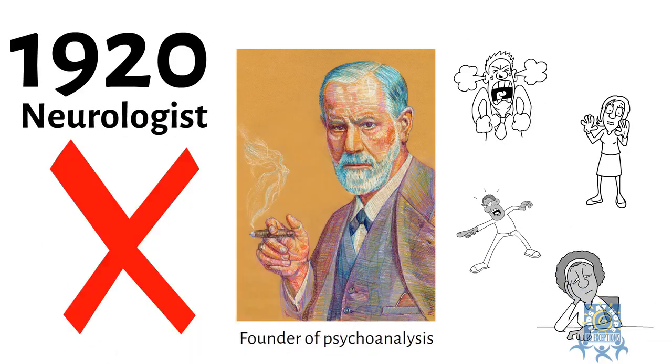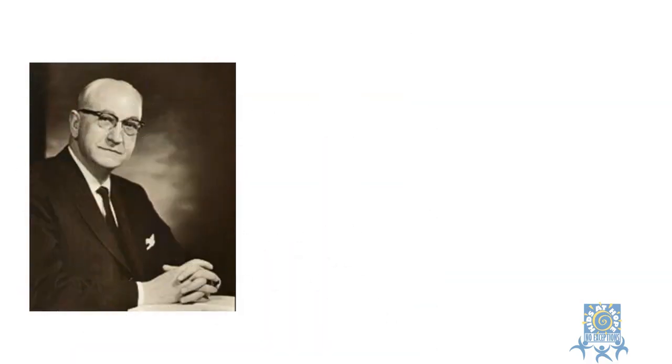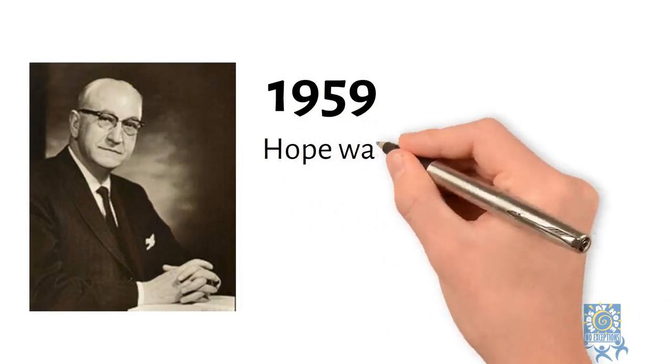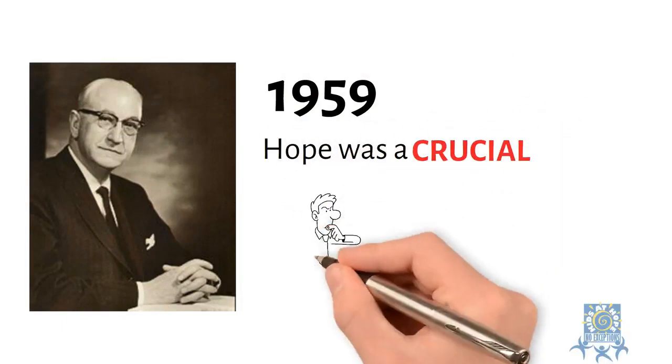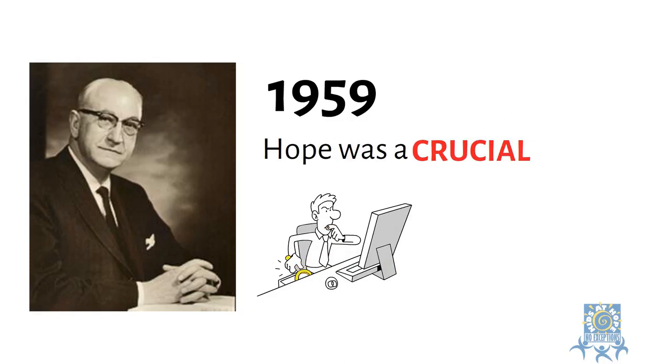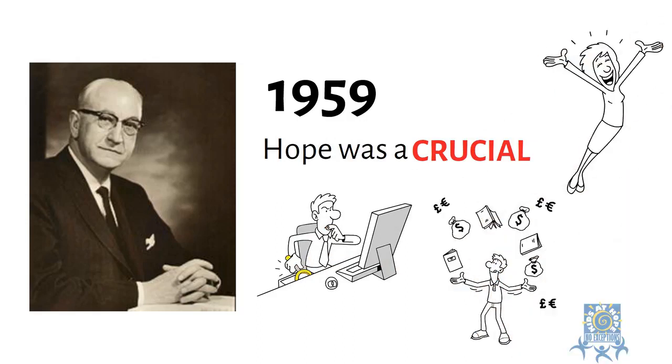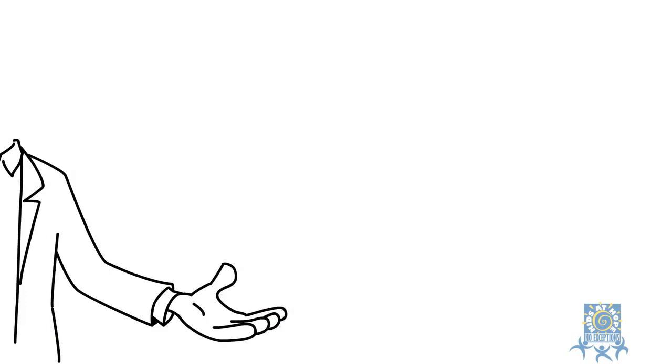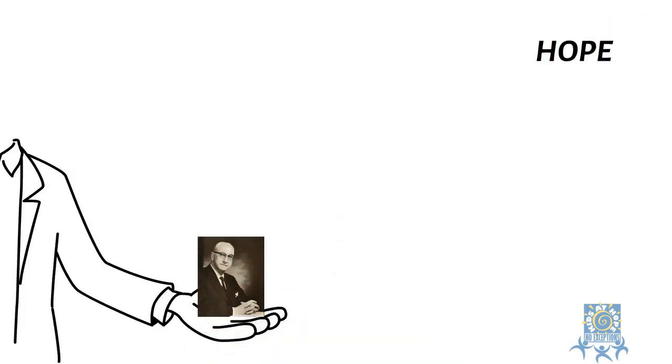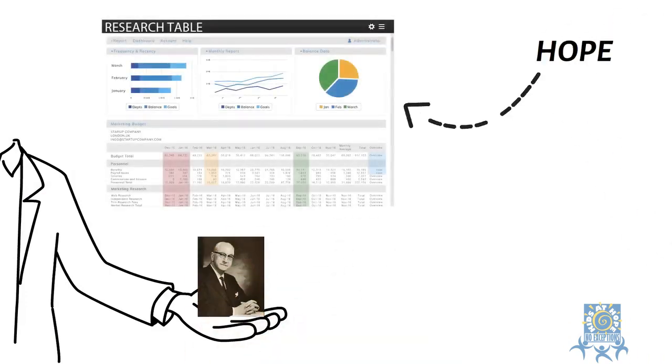Freud was wrong. Encouraged by famed psychiatrist Karl Menninger, who at the annual convention of psychiatry in 1959 argued that hope was a crucial yet understudied factor required by people to live more pleasurable and productive lives. Inspired by Dr. Menninger's speech, hope found its way to the research table, worthy of scientific study.